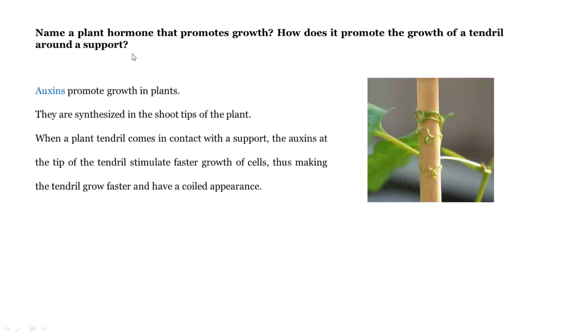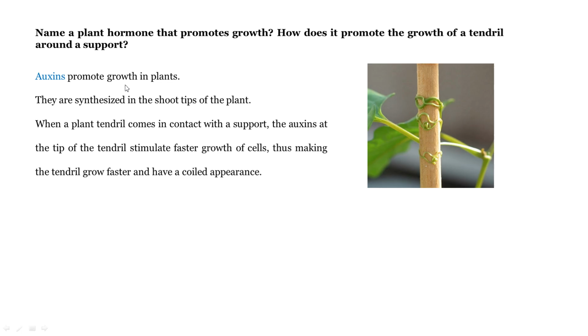Now the next question is: name a plant hormone that promotes growth, and how does it promote the growth of a tendril around a support? The answer is, auxin promotes growth in plants. This is the first part answer. Now the second part is answered in this way. They are synthesized in the shoot tip of the plant, as discussed earlier.